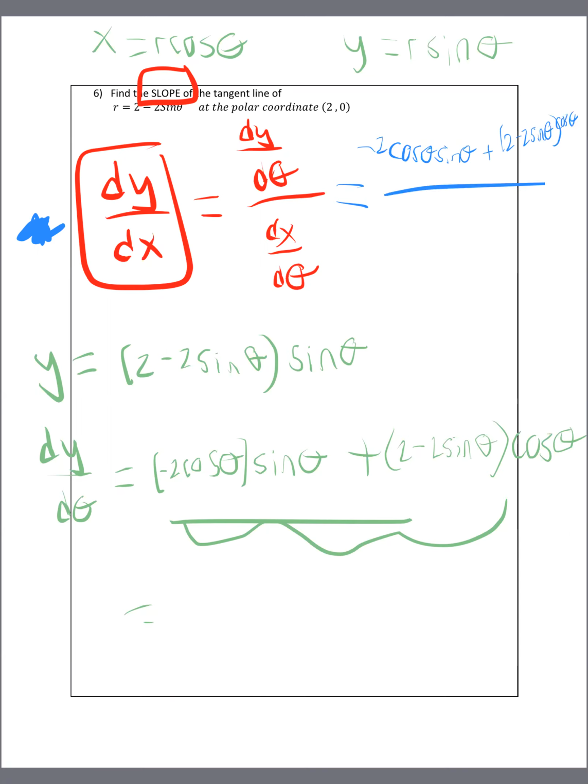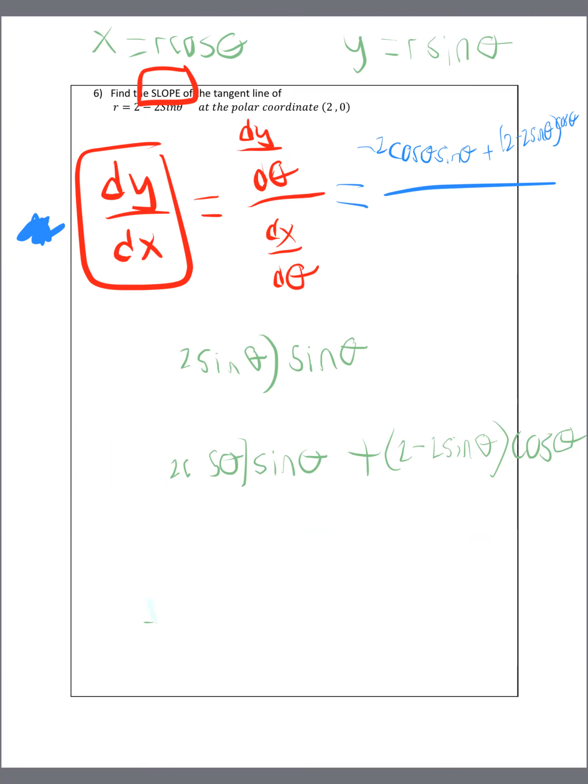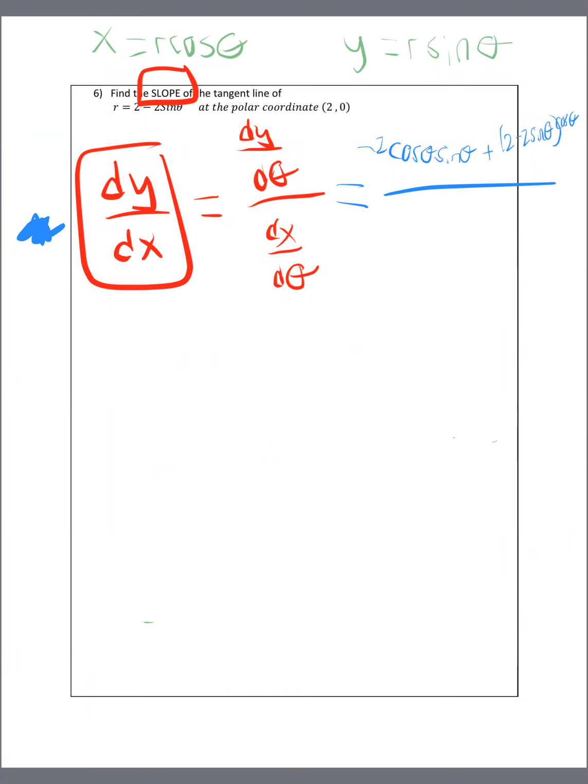And now all we're missing is the denominator. So let's do that. Natalie, how about you tell me what to do? For the x. Okay, so you're gonna start off with x is equal to r cosine of theta. So we have to plug in the r. Yes. Plug in 2 minus 2 sine of theta in parentheses and then cosine of theta at the end. And then we have to do the derivative for that, dx over d theta.